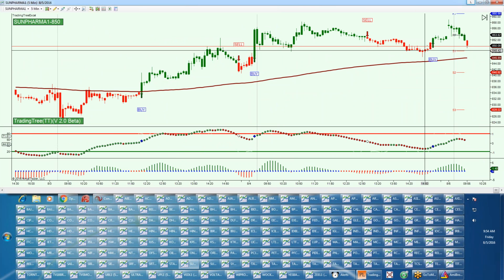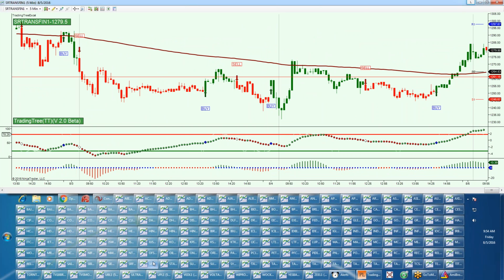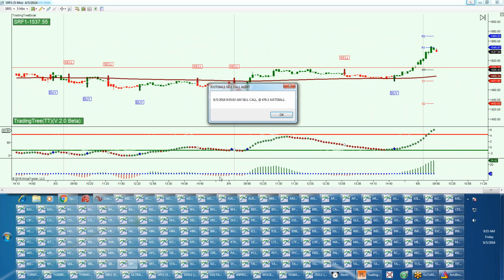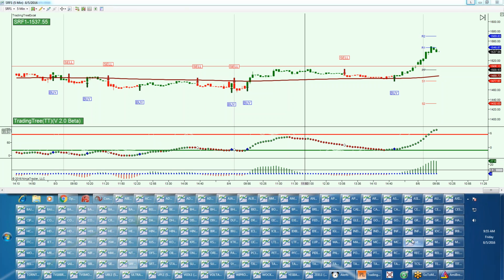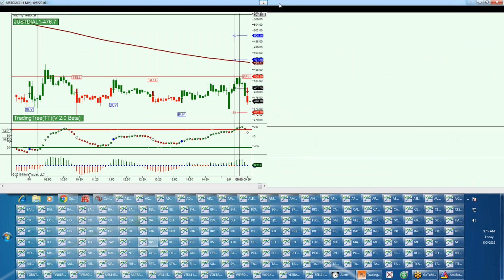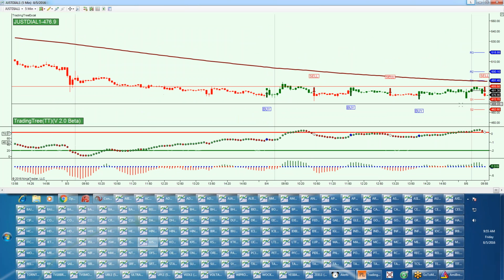Sun Pharma, I think you should be getting a sell call. So Mindtree and Just Dial, we have a sell. We have a strong support here, PP, and then the brown line. So let's wait on Mindtree. You can consider shorting this below your S1.